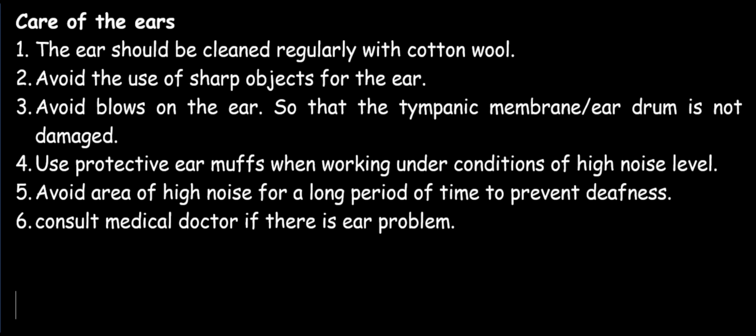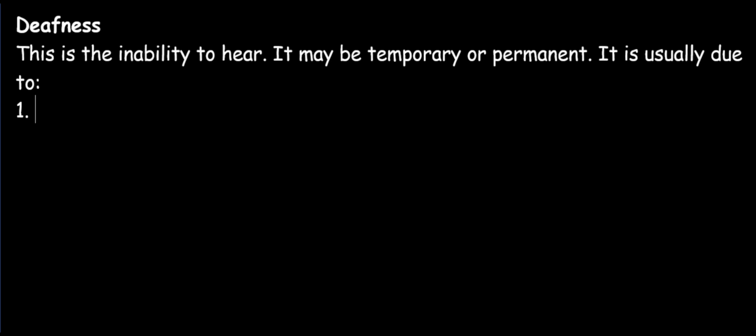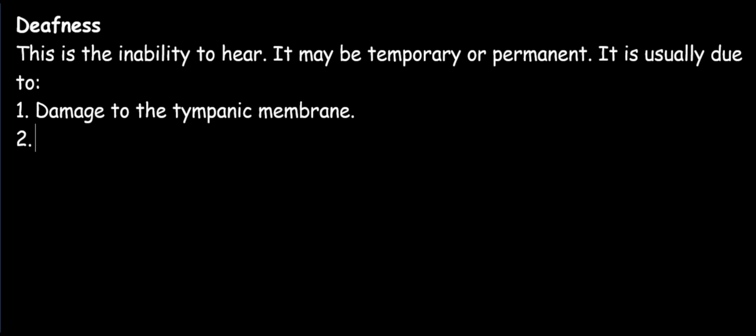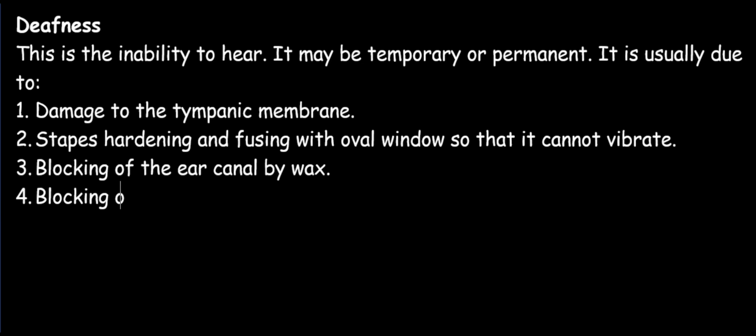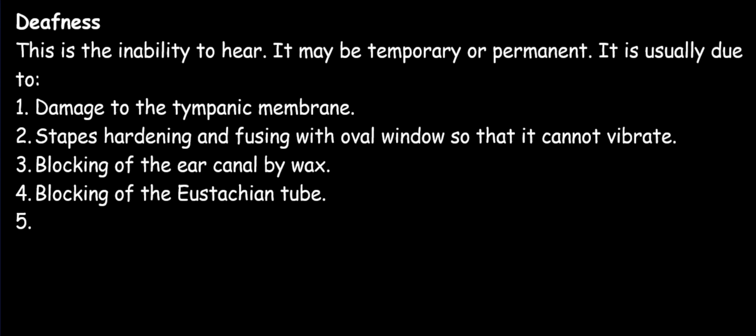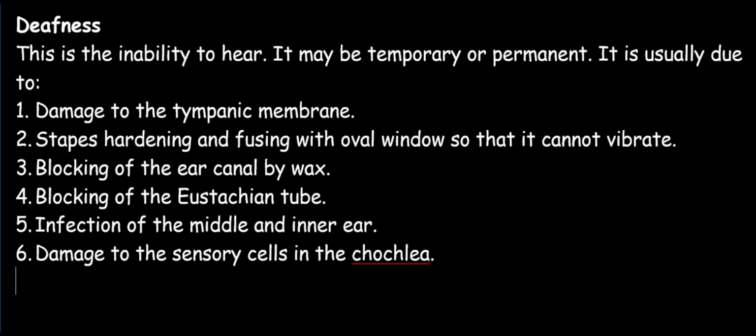After looking at the care of the ear, let us look at a condition known as deafness. Deafness is the inability to hear, and it can be temporary or permanent. It is usually due to one of the following. Number one, damage to the tympanic membrane. 2, stapes hardening and fusing with the oval window so that it cannot vibrate. 3, blocking of the ear canal by wax. 4, blocking of the eustachian tube. 5, infection of the middle and inner ear. 6, damage to the sensory cells in the cochlea. And 7, exposure to loud noises constantly.